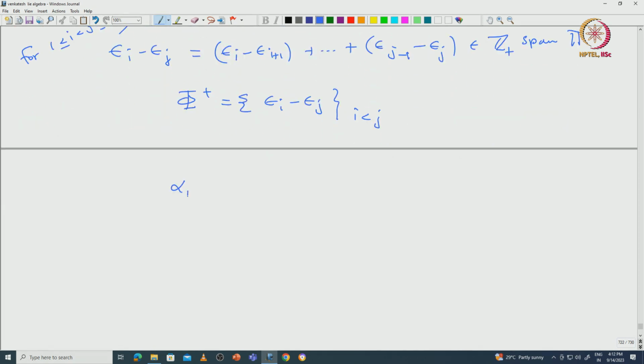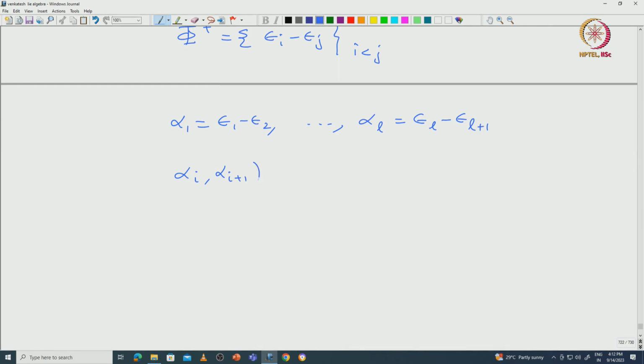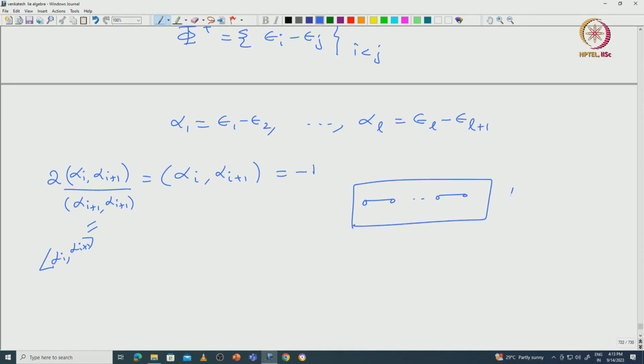Okay. So, then you list it as alpha 1 is epsilon 1 minus epsilon 2, etcetera, alpha L as epsilon L minus epsilon L plus 1. Now, using the inner product, you can see that alpha i inner product with alpha i plus 1 is exactly equal to minus 1. So, now this is going to be twice the inner product of alpha i with alpha i plus 1, divided by the inner product of alpha i plus 1 with alpha i plus 1. So, that means this is the Cartan number. So, all other inner products will be 0. That is easy to see. So, that means the corresponding graph, or the Dynkin diagram, is exactly type A. Okay. So, all these are very clear.